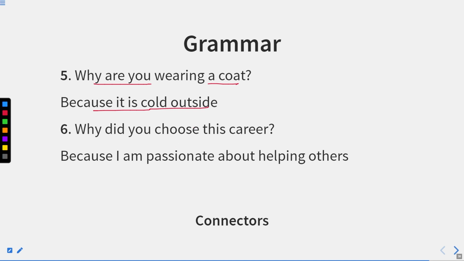Why did you choose this career? So this is the question using why, and I'm replying because I'm passionate about helping others. Or I can say, I chose this career because I'm passionate about helping others. So this is how we can use the word because to show the cause and effect relationship, where we should use the cause clause just after because, and the result or the effect will be another clause of the sentence, whether it is in the beginning or in the last or in the later part of the sentence.